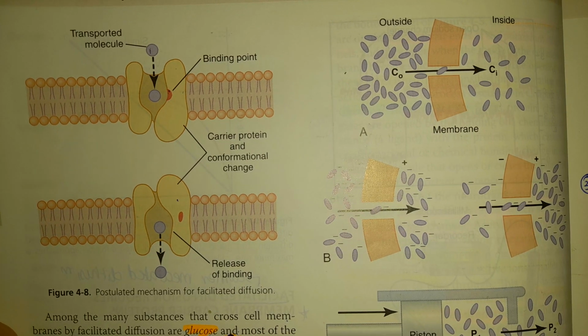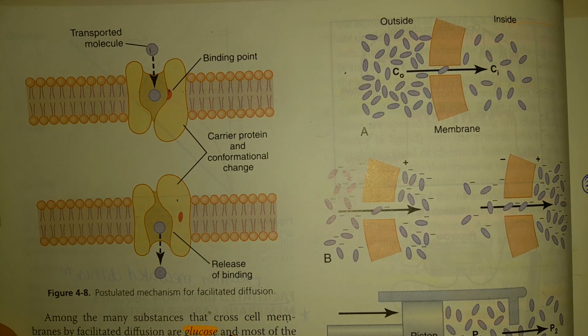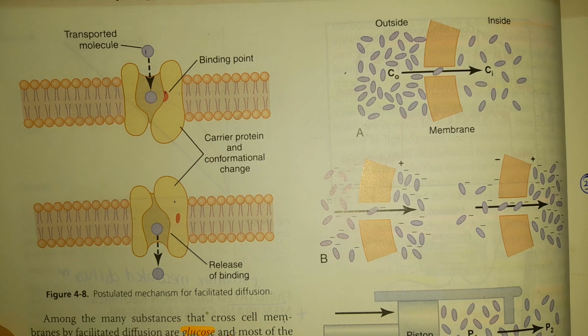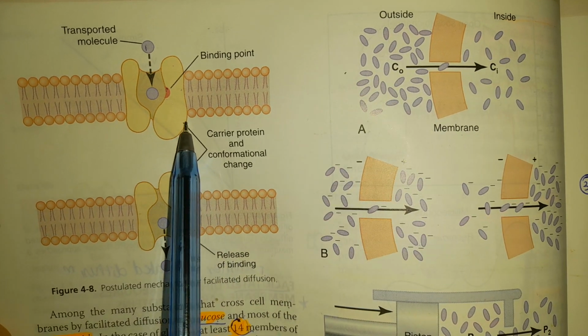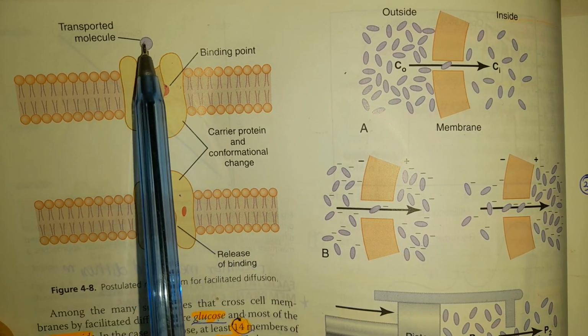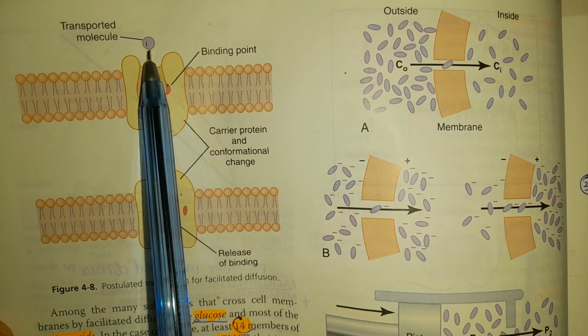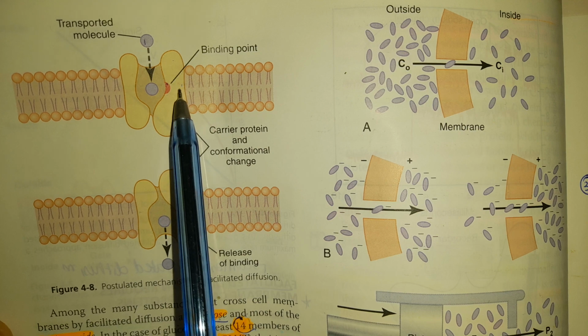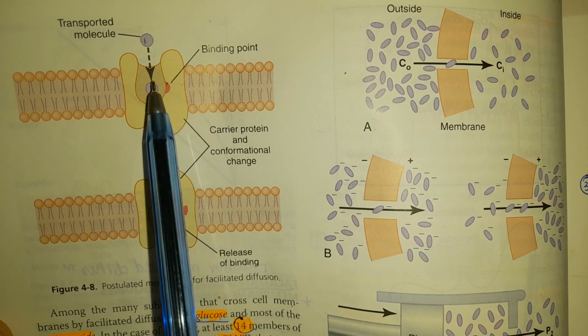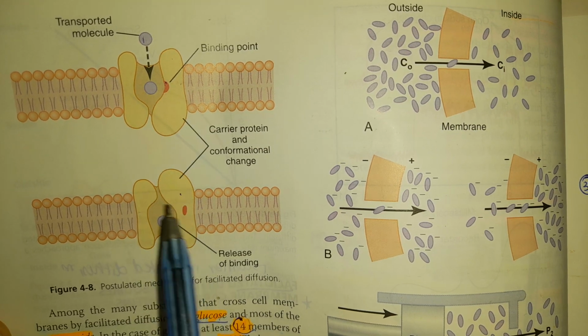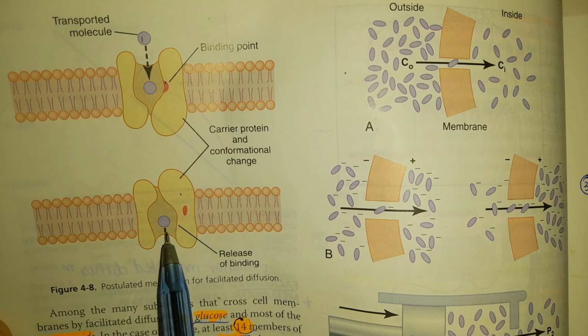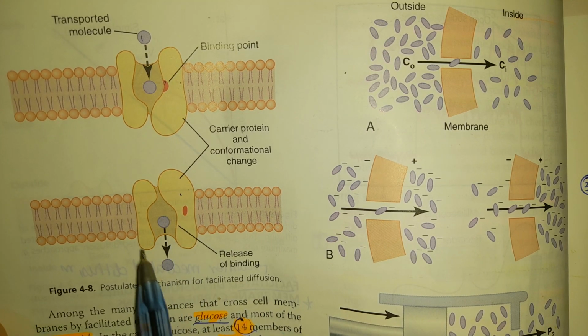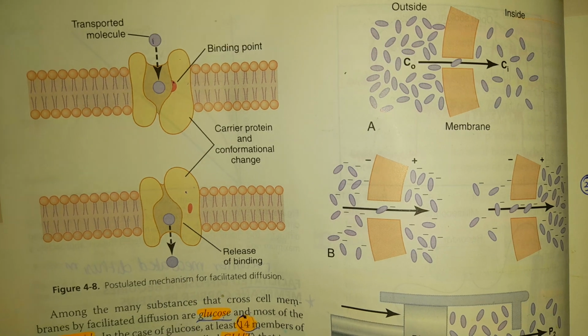So now we move towards facilitated diffusion, which is a type of diffusion in which carrier proteins are involved. What happens in such a situation is that the molecule to be transported attaches to a binding point on the carrier protein, and the carrier protein undergoes a transformational change and allows the molecule to move either to the interior or exterior, depending upon where it needs to be moved.